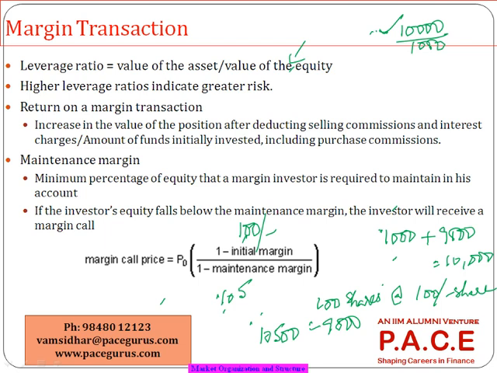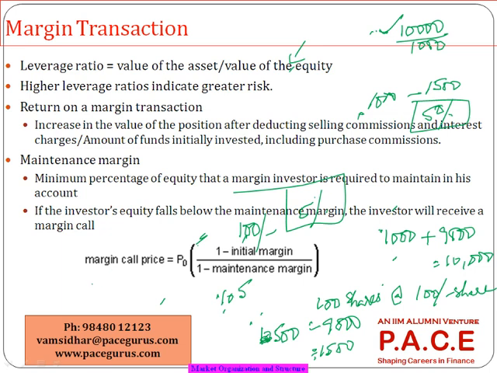So overall, 10,500 minus 9,000, you are left with 1,500. So with 1,000 of your investment, you are able to make 1,500. So you had a 50% profit, whereas if you had used a cash transaction, you would have got only 5% profit. So the leverage will give you such a benefit.